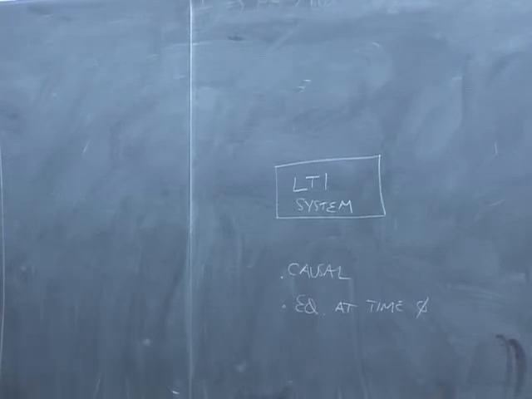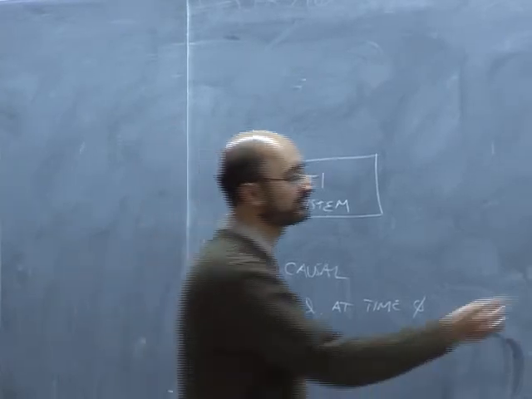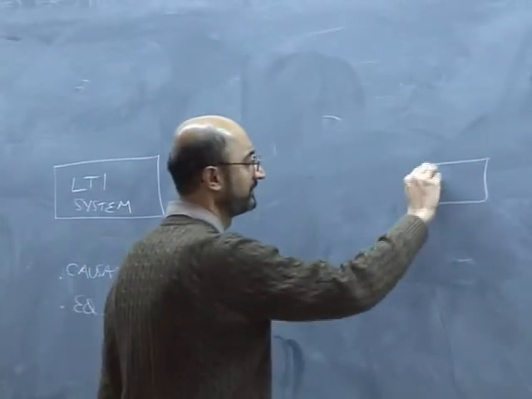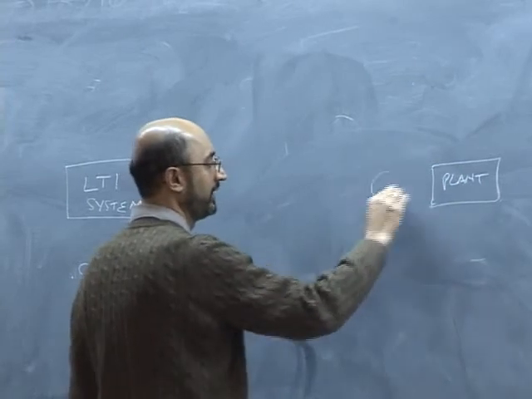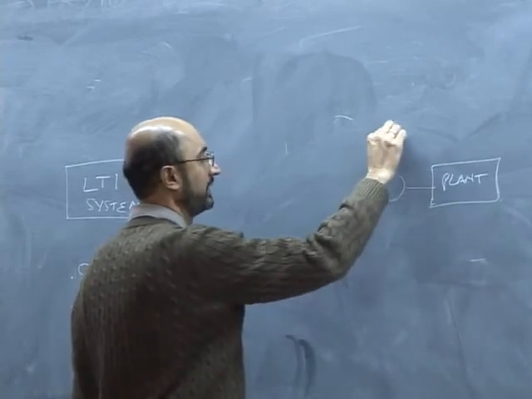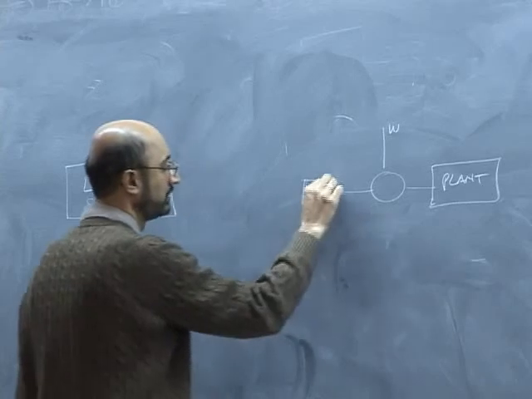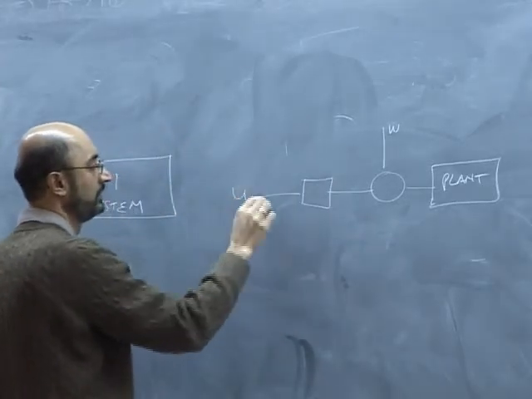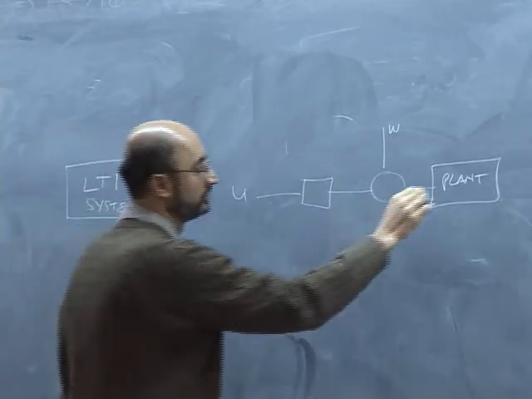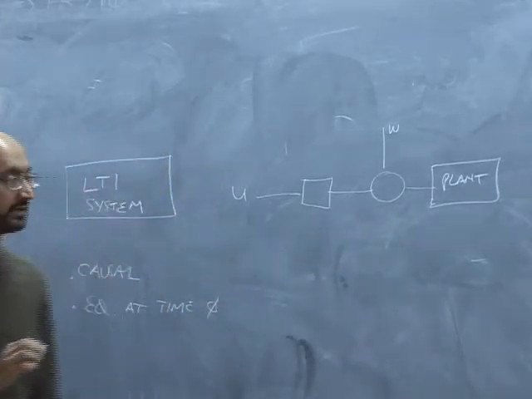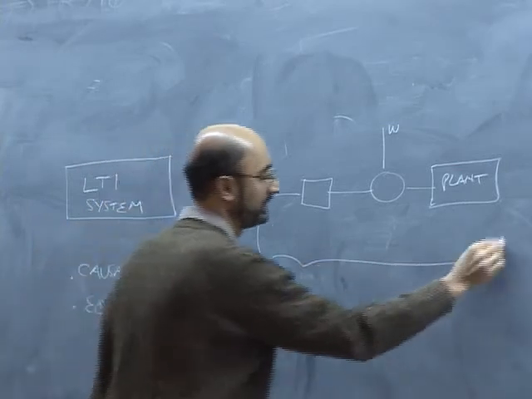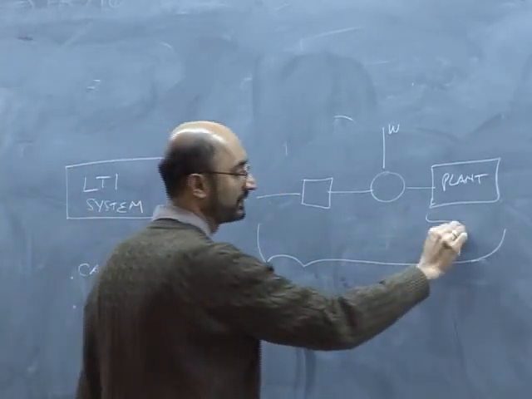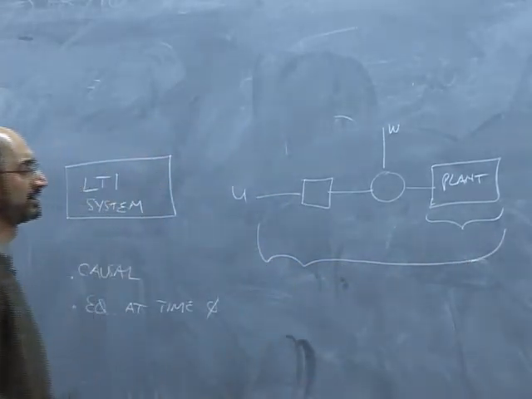The other thing I want to point out is that when we open up the system, we typically have the plant, and in the plant we have the disturbance W, and then we have the controller, and before that we have the input U. What I want to do is essentially look at the modeling of two parts: one is this whole thing, which I'll call the entire system, versus modeling only this part over here.